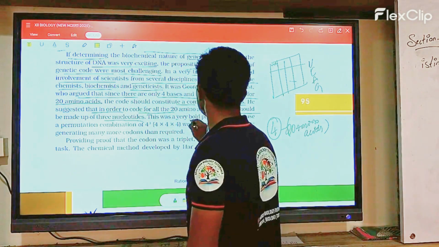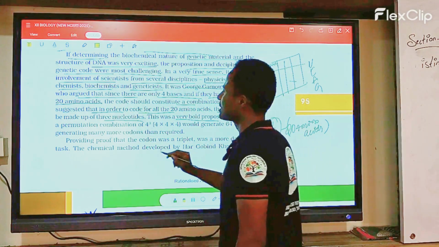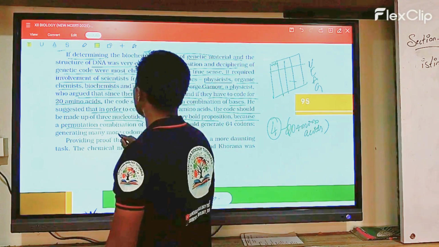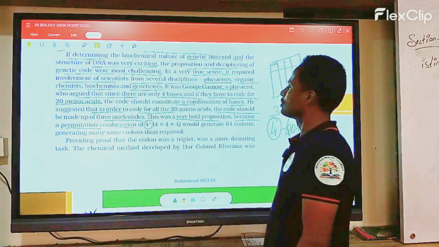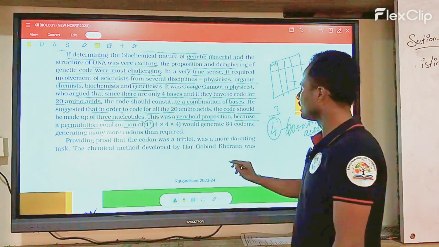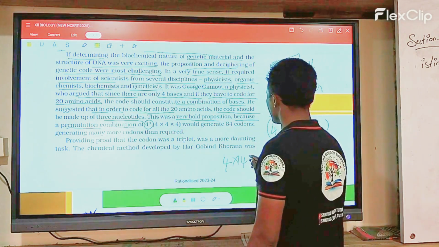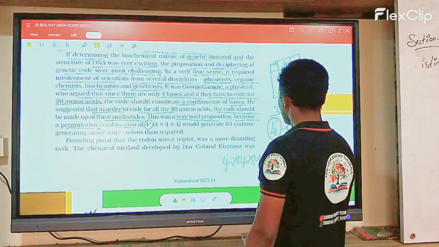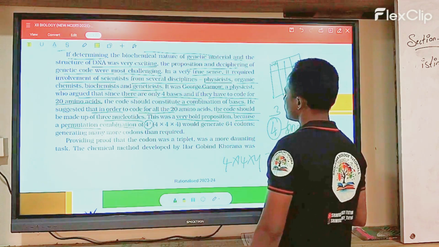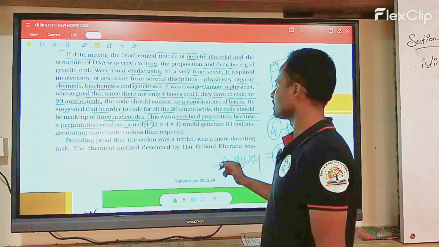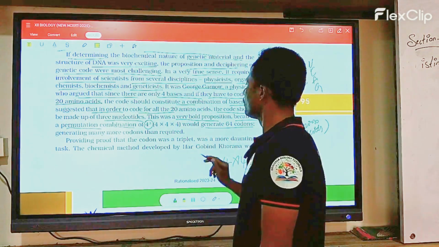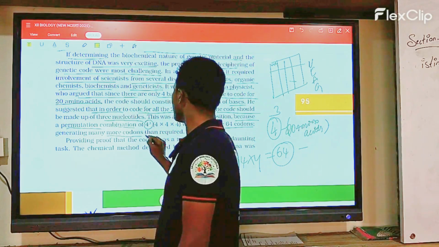The combinations are given simply as 4 cube. That is what 4 cube means: 4 into 4 into 4. Here they get completely how many? 64 codons would be there completely. They generate 64 codons.